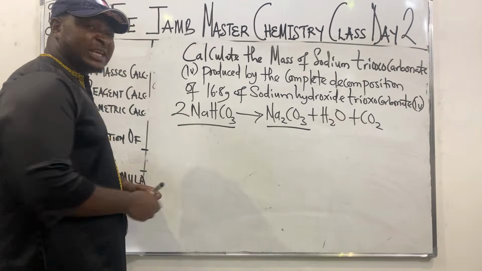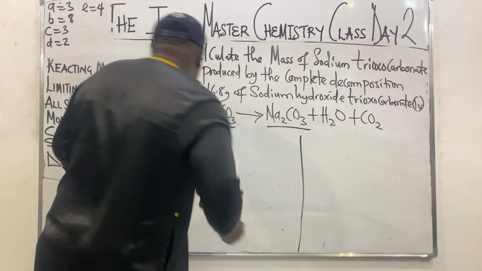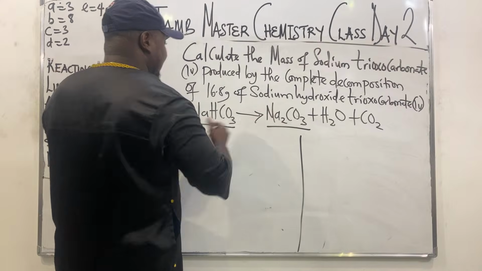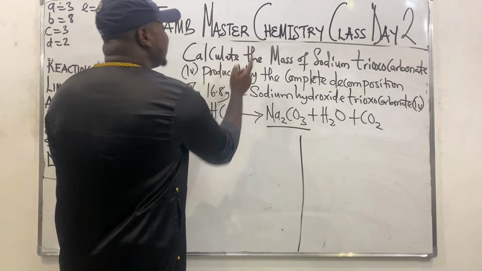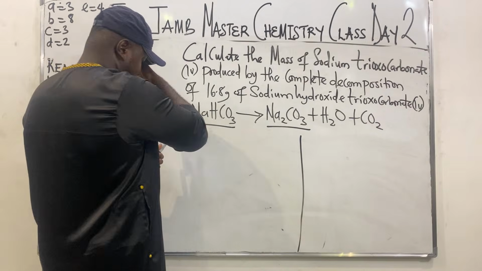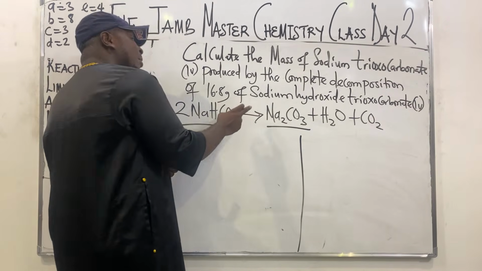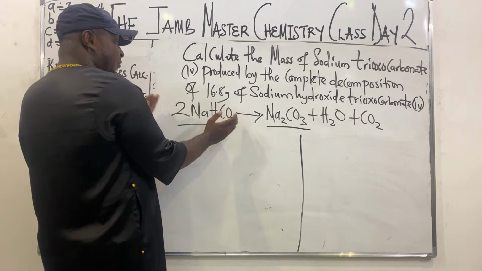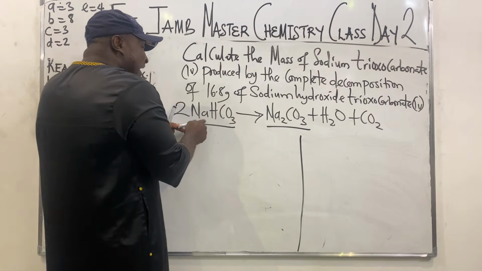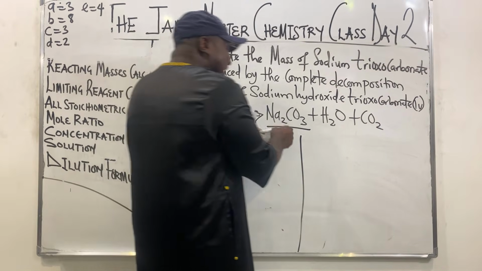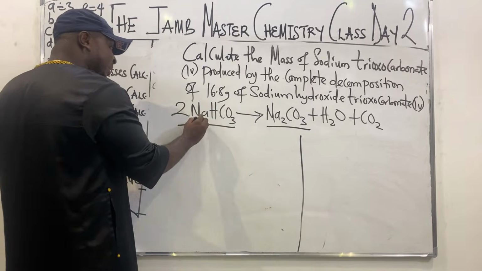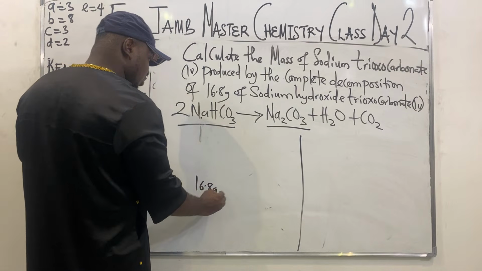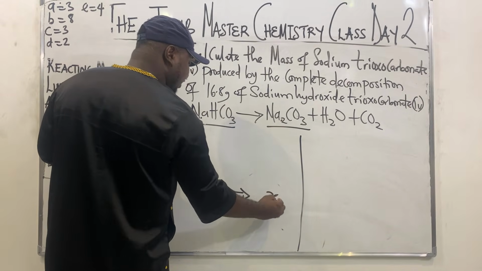Everything is balanced. Always ensure that the equation is balanced before you start solving. Now that you are sure that you are solving from a balanced equation, you are not wasting your time. Class, this is the stoichiometry between this guy and this guy. This is sodium trioxocarbonate 4 produced by complete decomposition of 16.8 gram of sodium hydroxide trioxocarbonate 4. 16.8 gram of this guy was decomposed. What mass of this guy is formed? That's what they are telling us to find. Let's call it X, we don't know.